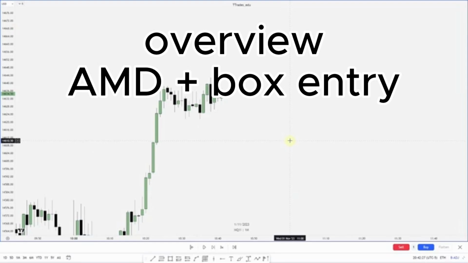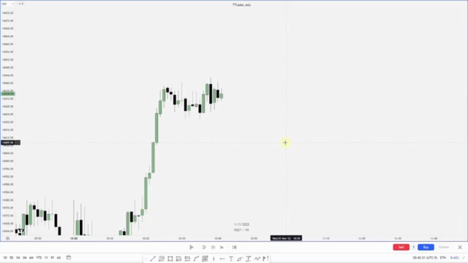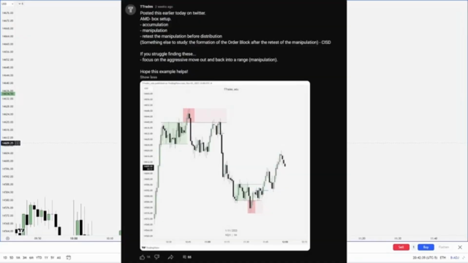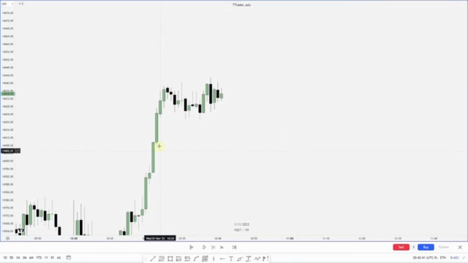Going to talk about in this video is combining AMD or the box setup with the change in state of delivery or an order block formation. Now I posted on my community tab this post, and so we're going to go over this example. So if you notice right here, we have some sort of range, but let's wait for the manipulation before we identify that.